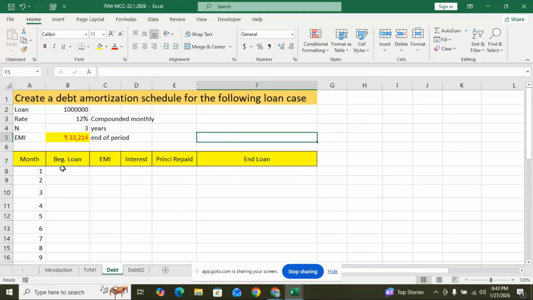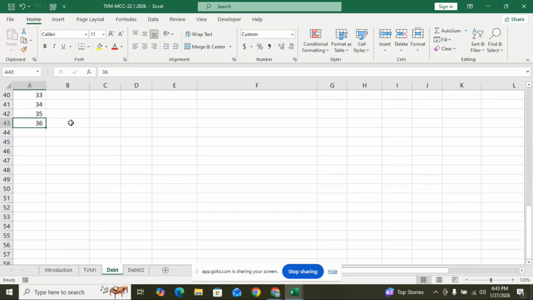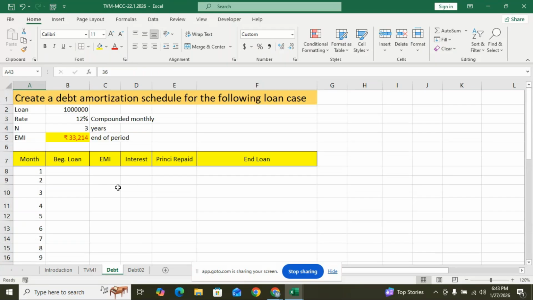If it is 3 years, for how many months in total are you paying the loan? 3 years equals how many months? It is 36 months. So by the 36th month your loan amount should be 0. Any small amount like 15 or 20 rupees is fine, it's a very fractional amount. But apart from that, you should not get a huge amount as your balance. So by the 36th month, the last month of your third year, your loan amount should be 0. That's how you're going to complete this debt amortization schedule.